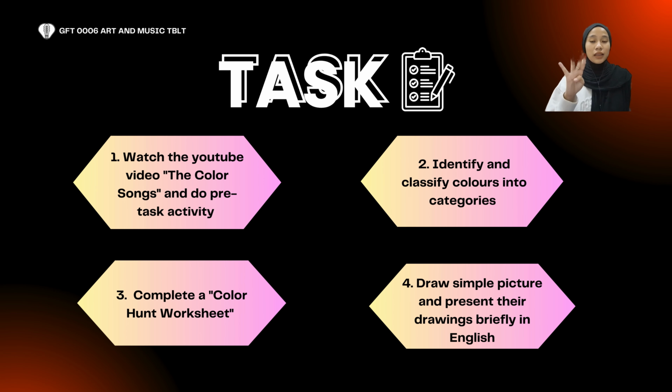Next, these are the four main tasks that students need to complete. All the tasks will be explained in further detail in the next slides. Firstly, students need to watch a YouTube video that will be played by the teacher in the class. After that, students need to do a simple task before moving to the second task. For the second task, students need to identify and classify colors into categories through matching activities. Meanwhile, the third task requires students to complete a worksheet. Last but not least, students need to draw a simple picture and present it in front of the class.